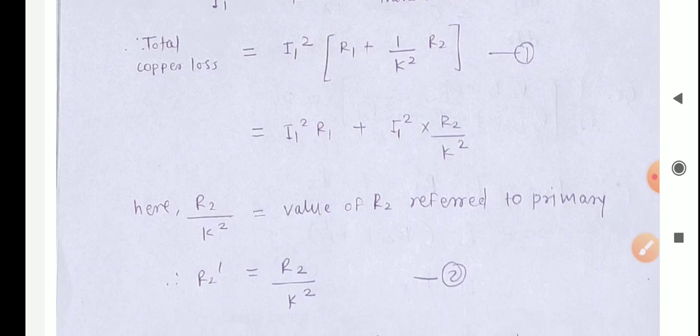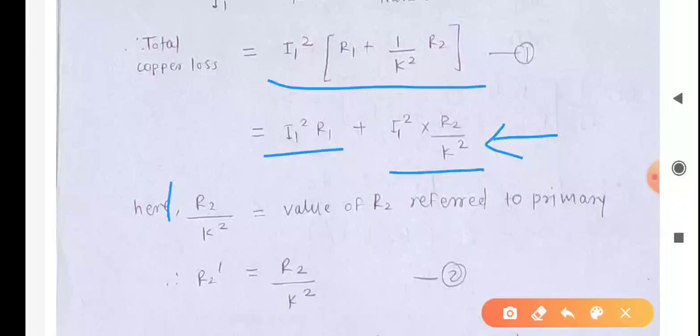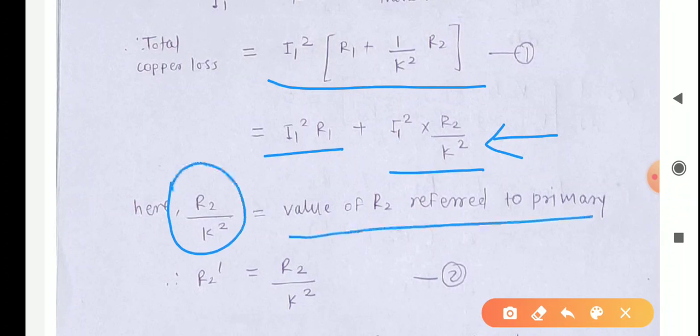Now our copper loss expression, multiplying I1 square into the bracket, will become I1 square R1 plus I1 square into R2 by K square. Here the term R2 by K square is the equivalent value of secondary resistance referred to primary, that is R2 dash is equal to R2 by K square. This R2 dash is the equivalent value of secondary resistance referred to primary.